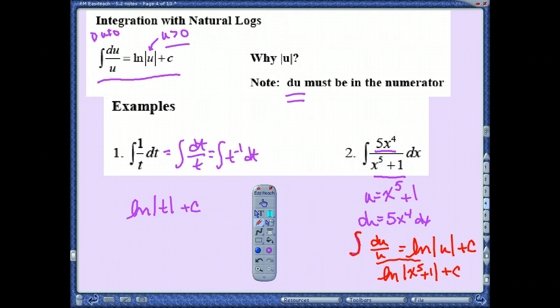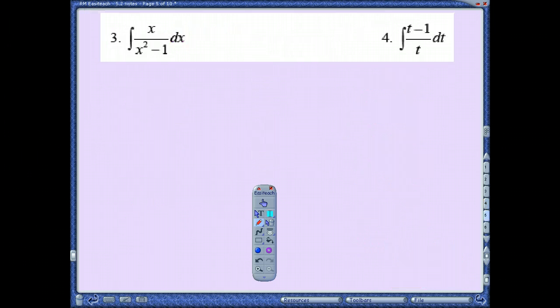Don't forget your plus c on all indefinite integrals. Well, that didn't turn out to be quite so bad. Let's see how nasty it's going to get.